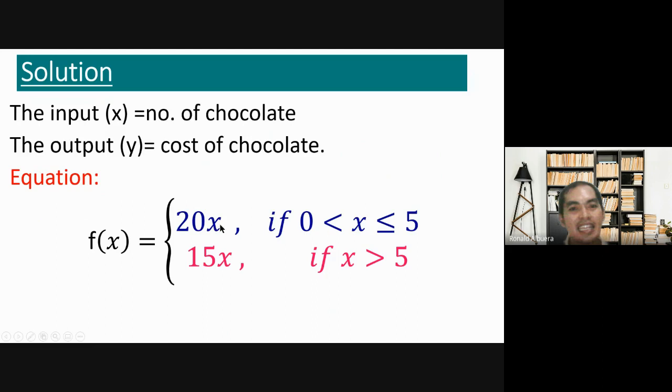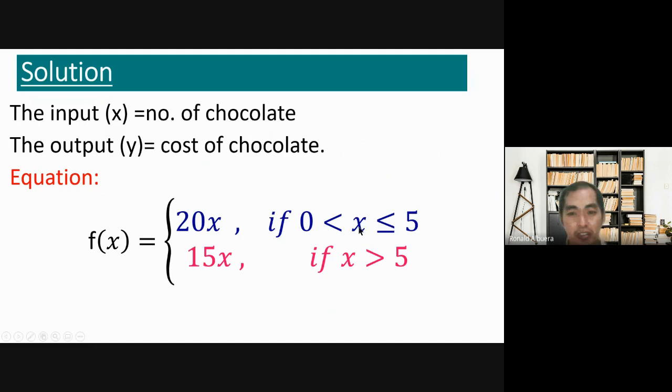Nga times ito. Bakit times ito? Kasi per piece, halimbawa, apple. Ang isang piraso ng apple ay 5 pesos. Bumili ka ng tatlo. So, i-multiply mo sa 3. That is why we have here 20x. Ang x natin ay number of chocolate. Ang 20 ay yung price ng chocolate.